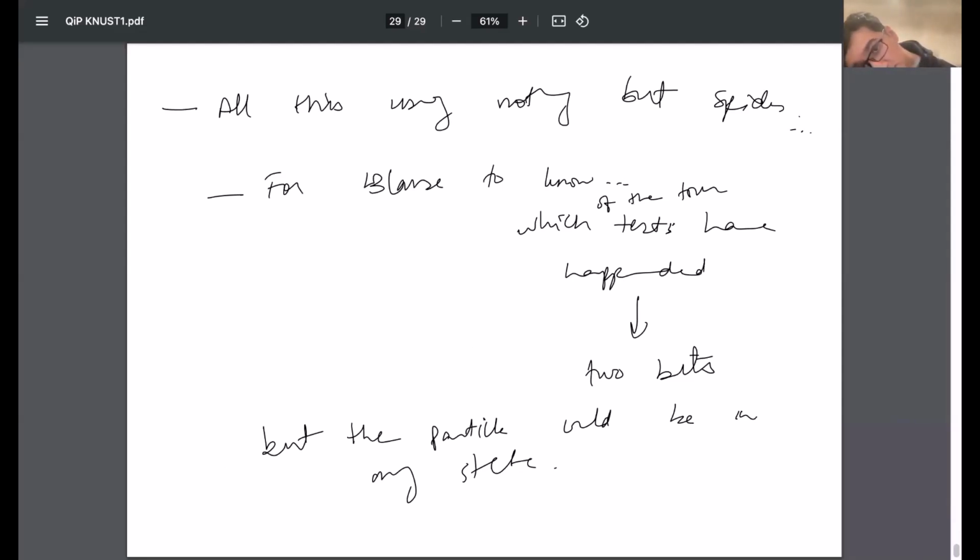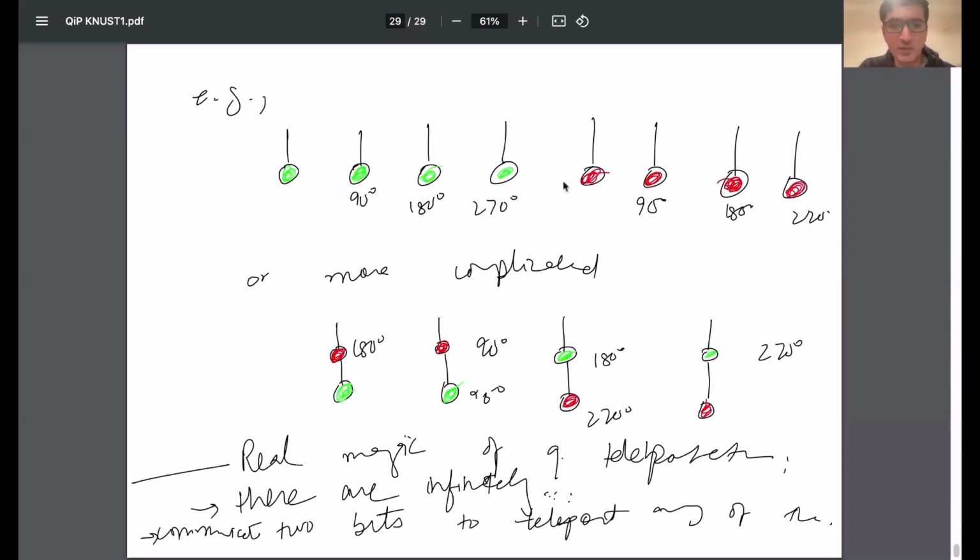To show you some more examples, you can teleport any quantum state from Andrea to Blaze. Here are some examples. You can have some green spiders, red spiders with some phases. You can have some more complicated kinds of states that you want to send. So I would like to conclude here by saying that the real magic of quantum teleportation is that there are infinitely many possible states that can be transmitted using just 2 bits of classical information, and an entangled state that is shared between the 2 parties.